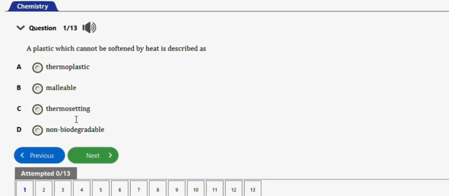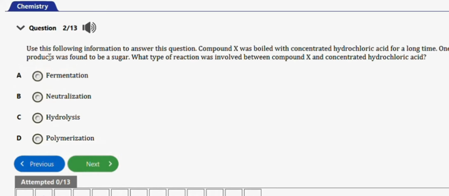Very important. The next repeated question says, use the following information to answer this question. Compound X was boiled with concentrated hydrochloric acid for a long time. One of the products was found to be a sugar. What type of reaction was involved between compound X and concentrated hydrochloric acid? So the right answer would be option C, which is hydrolysis. Okay, so that's it for this question.